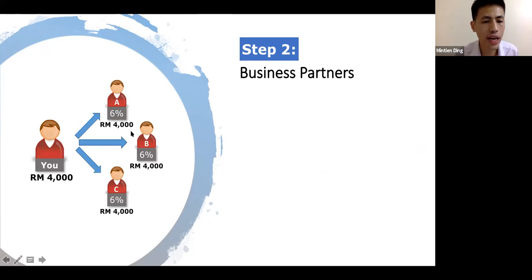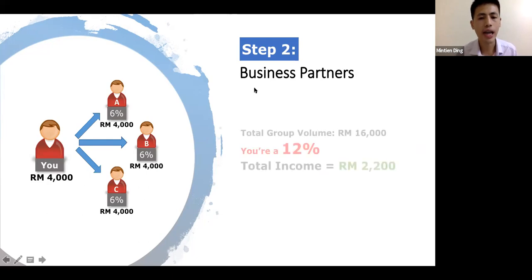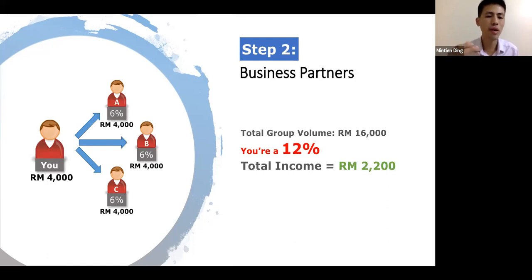If you talk to A, B, C, they become your business partners, and each of them also sells 4,000 in a month. Now your total volume is 16,000, and your income becomes 2,200 ringgit. So this is a very fair business. The more you do, the more you get. It's not about seniority, it's about your effort. If you are happy with 2,200, then you can stop here and start to enjoy this income every month.